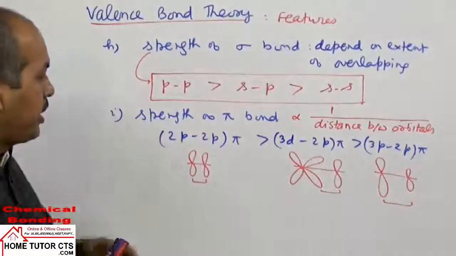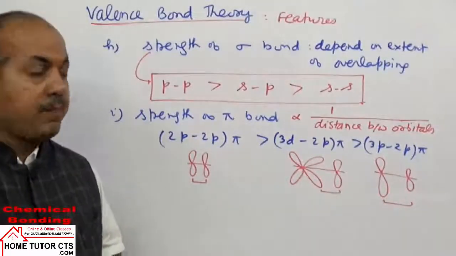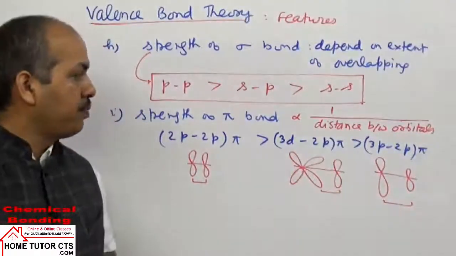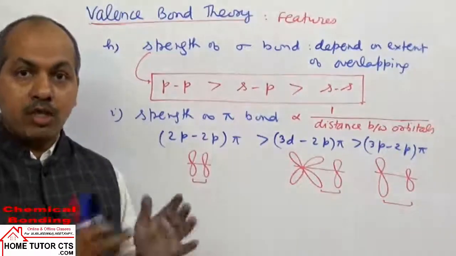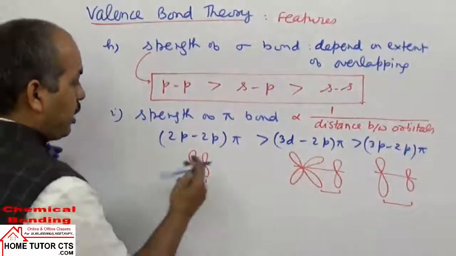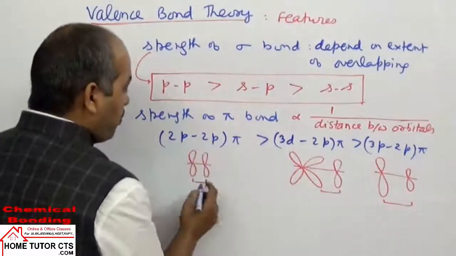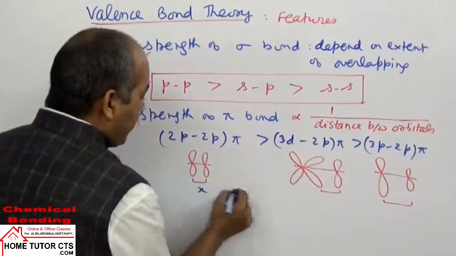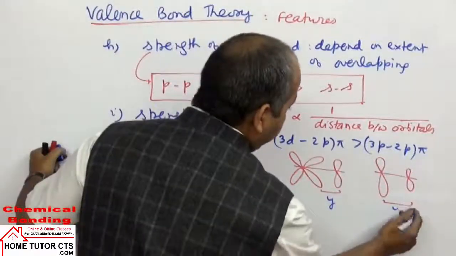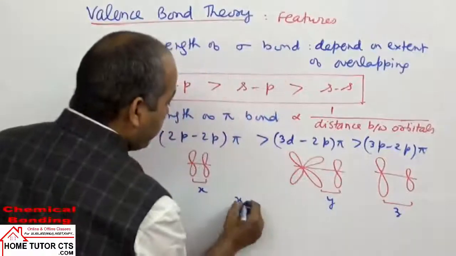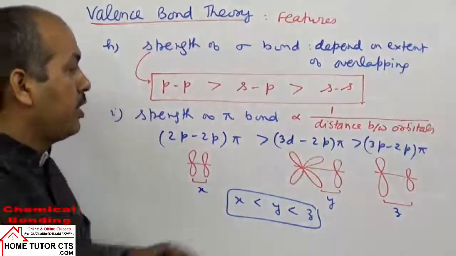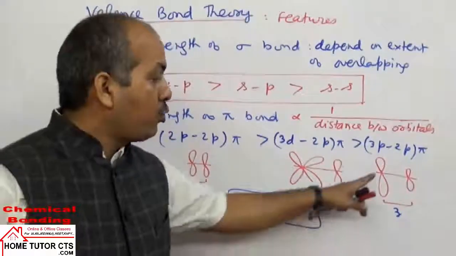Now when we take distance, 2p-2p will form stronger pi bonds, then 3p-2p, or we can take 3p-3p also. 3p pi bonds are less common because of the greater distance among them. In the three kinds of pi bond, 2p-2p pi bond formation has distance x, 3d-2p has distance y, and 3p-2p has distance z. So x distance is lowest, then y, and z is maximum. That is the reason that 3p-2p will not form pi bond easily.